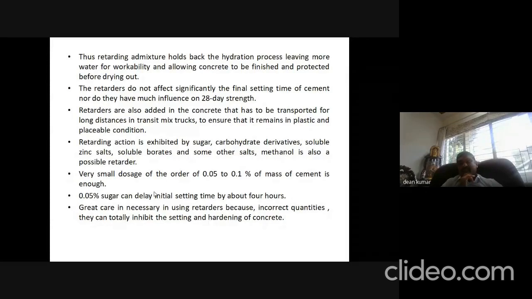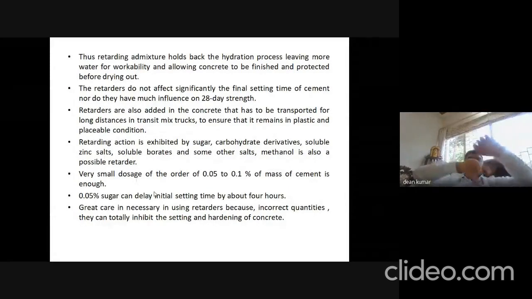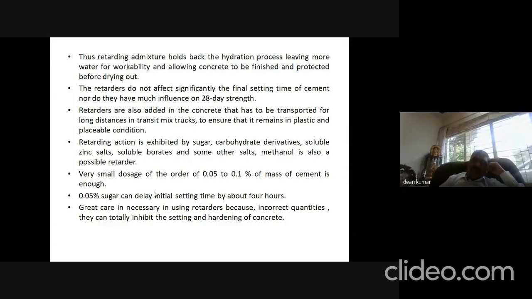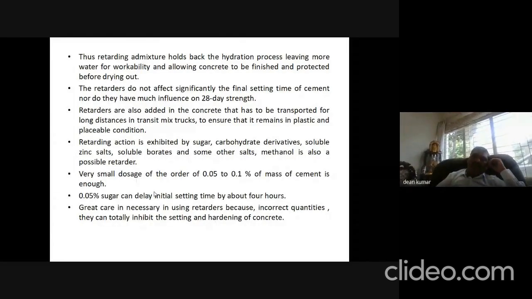If you use a high dosage of retarders, you will not be able to set the concrete. So the total process will get disturbed. The entire concrete will be spoiled, and therefore hardening of concrete will not take place. So you have to use the correct dosage of this. Clear?